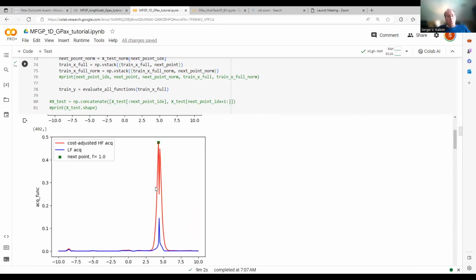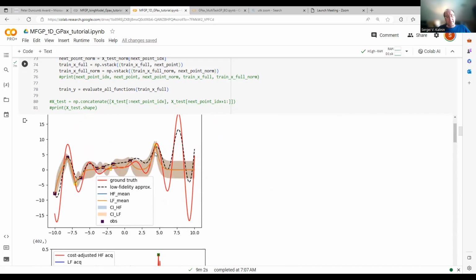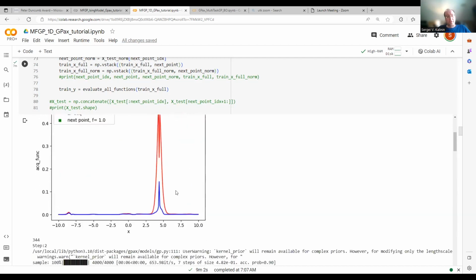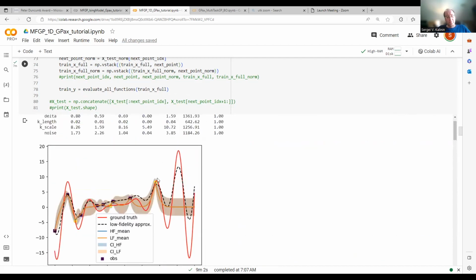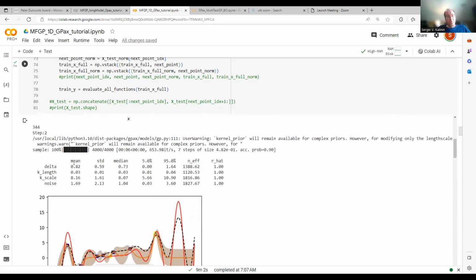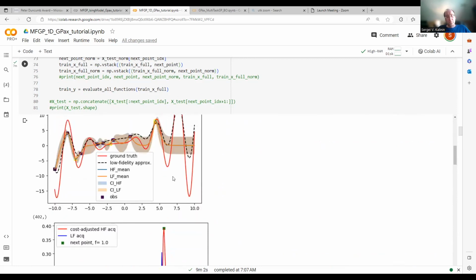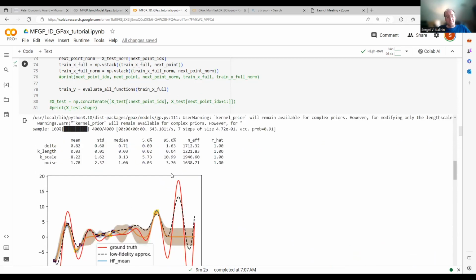In this case, we also plot the acquisition function. So the cost-adjusted high-fidelity acquisition function and low-fidelity acquisition function. So in this case, you can see that the maximum value of the acquisition function corresponds to this location. So correspondingly, we do the measurement here. Once we did the measurement, we update our model, and we update all parameters. We update the delta and the usual kernel parameters. Then we calculate the model again, and again it tells us, you know what, you should take the high fidelity measurement. So we do that again.